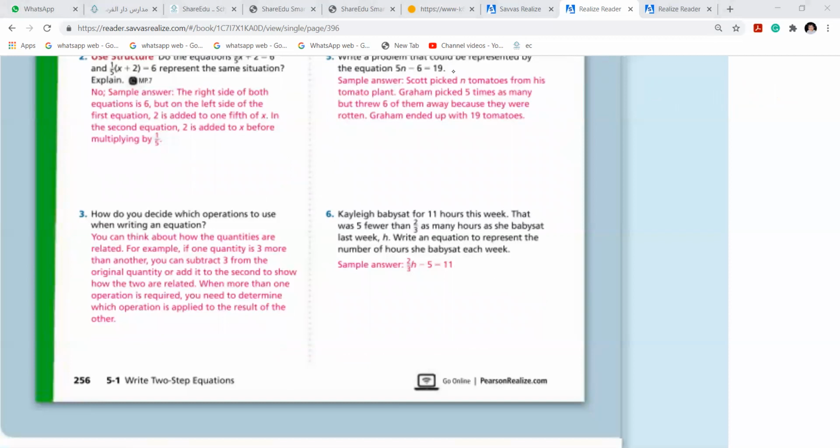Kayla's babysat for 11 hours this week. That was 5 fewer than 2 over 3 of the total hours. She said 11 hours. That was 5 fewer than. Girls, 5 less than, 5 fewer than, so always I write 2 over 3 h minus 5. Now you'll say, teacher, why didn't she write 5 minus? For minus, I'm always writing later. I'm not writing first. 5 fewer than. So 2 over 3 h minus 5.